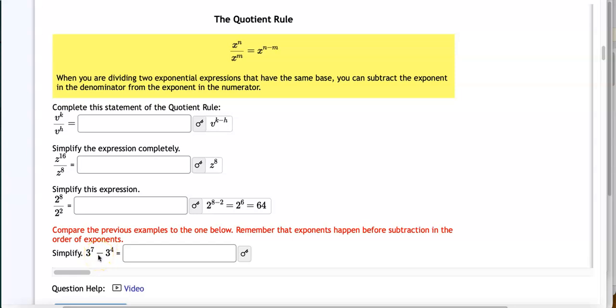Again, you cannot use the quotient rule or the product rule when you're adding or subtracting. You would only use one of these rules if you're multiplying or dividing. So you would type that into your calculator, and PEMDAS rules must be followed.